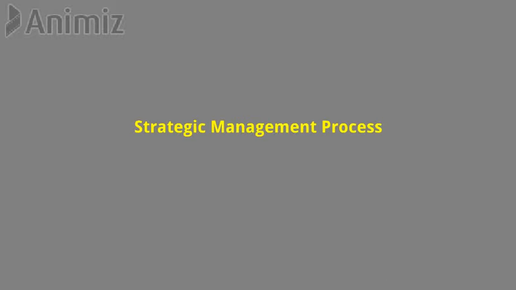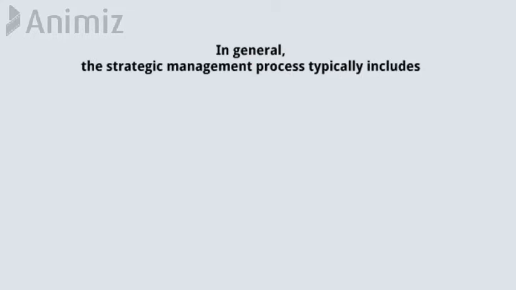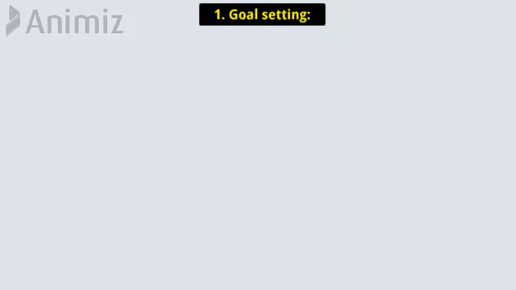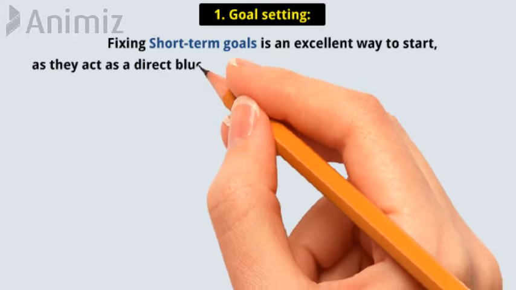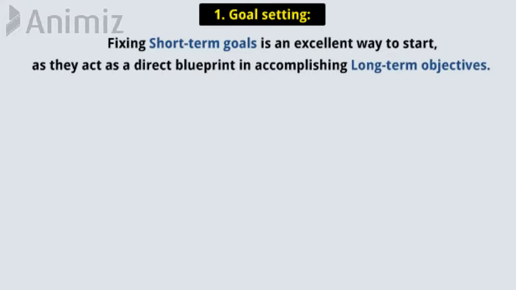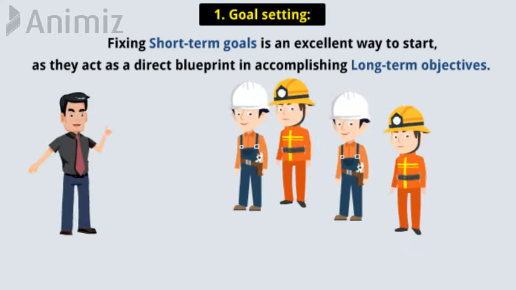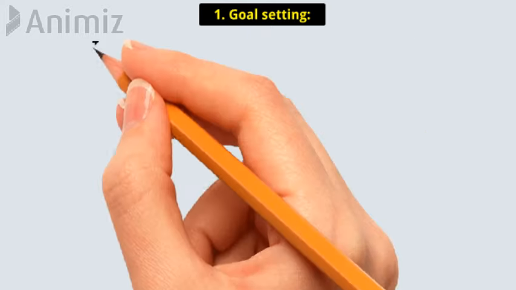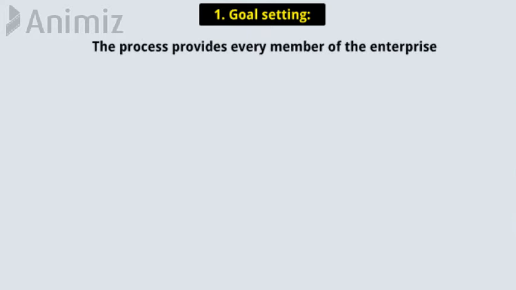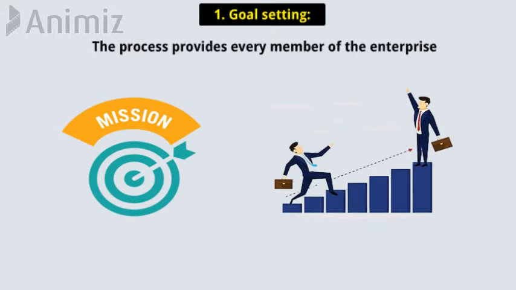Strategic management process. In general, the strategic management process typically includes 5 phases. Number 1. Goal setting. Fixing short-term goals is an excellent way to start, as they act as a direct blueprint in accomplishing long-term objectives. Separating roles and duties to people and team management should be carried out at this basic stage. The process provides every member of the enterprise with a mission that motivates them in the long run.